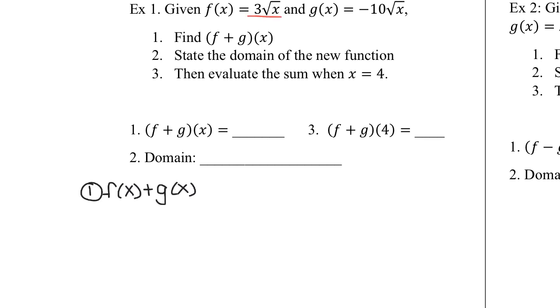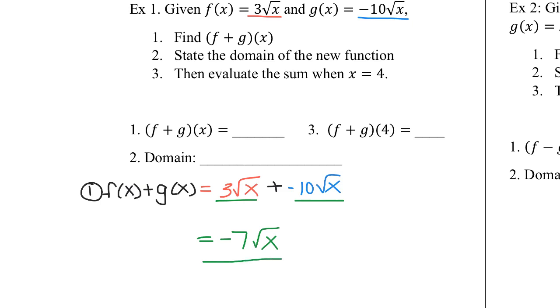So f(x) is 3 square root of x plus g(x) is negative 10 square root of x. So we're going to combine like terms. Since these both have square roots of x, that means they're both like terms. I can combine these like normal. So the combined function, 3 plus a negative 10 makes negative 7 square root of x. This is the added function, f(x) plus g(x). That's part 1. Part 2 is, well, let's find the domain.